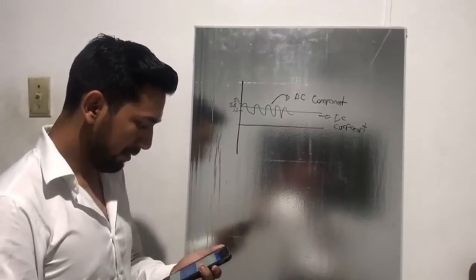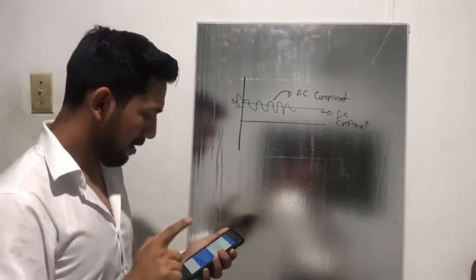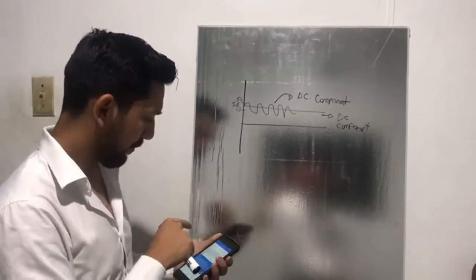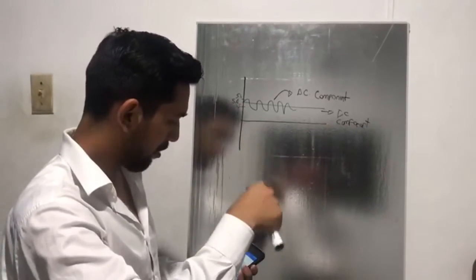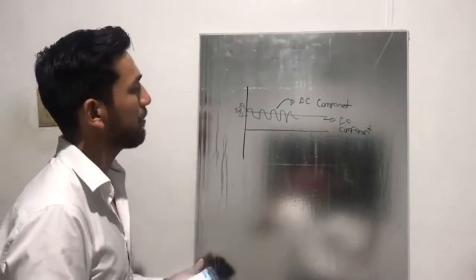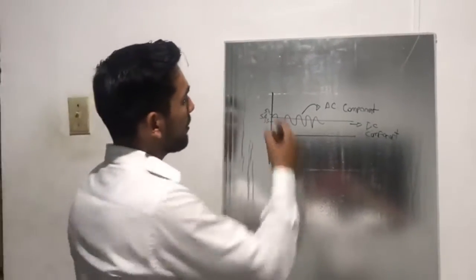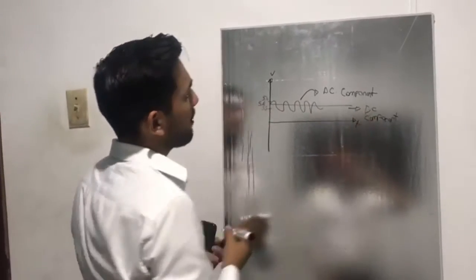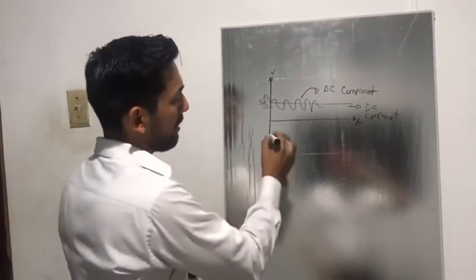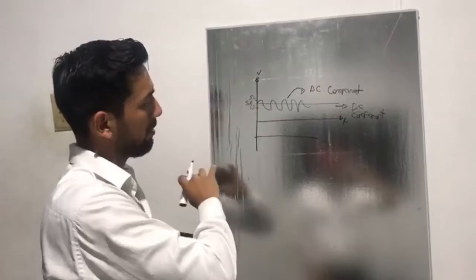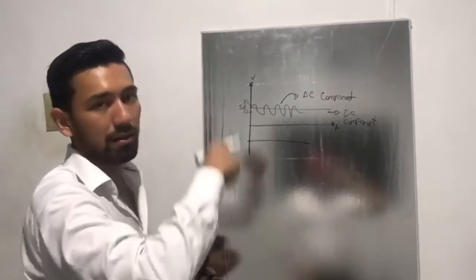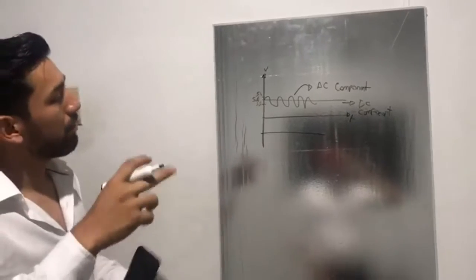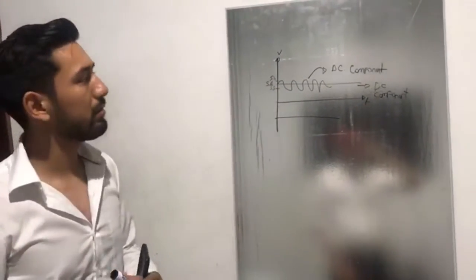In this theory, the DC component is not taken into account, and we can make the amplitude of the short current vary with respect to time. So this is the voltage and this is the time. The DC component is linear, constant, and the AC component has an amplitude that varies around the DC component.